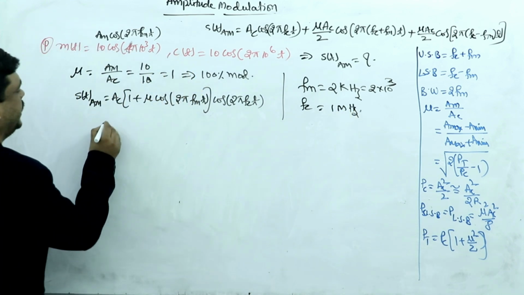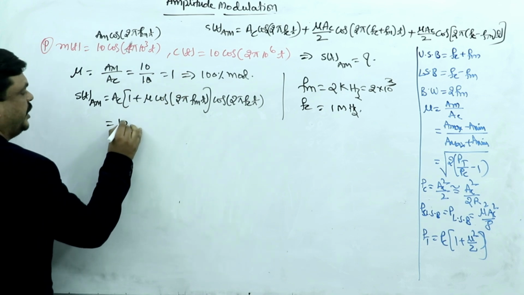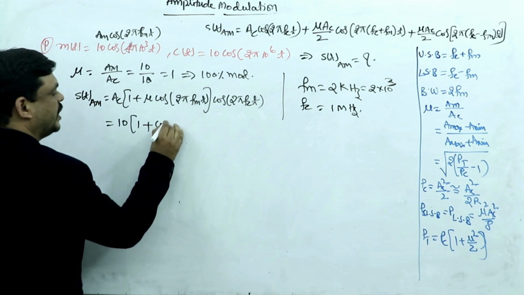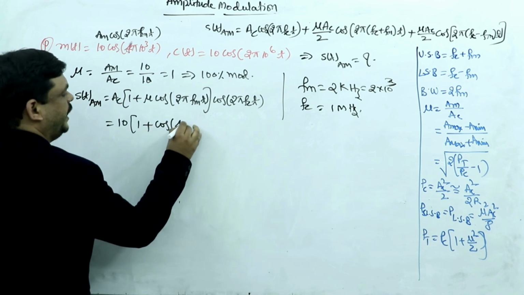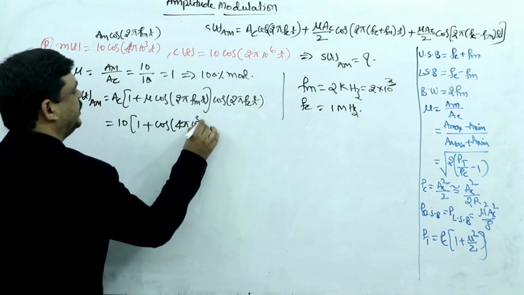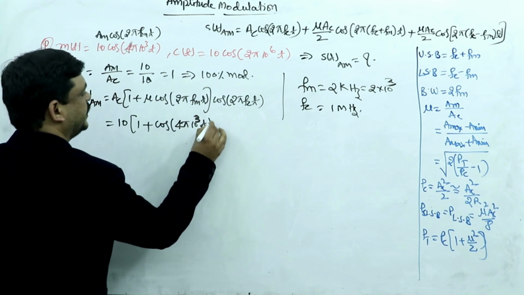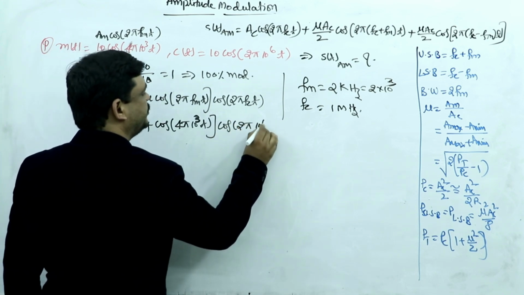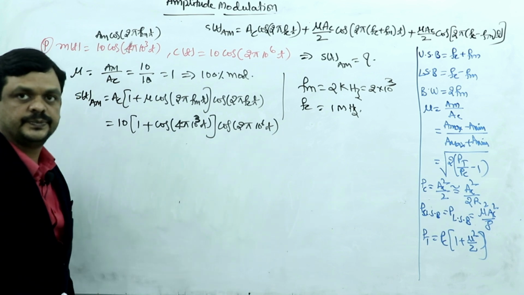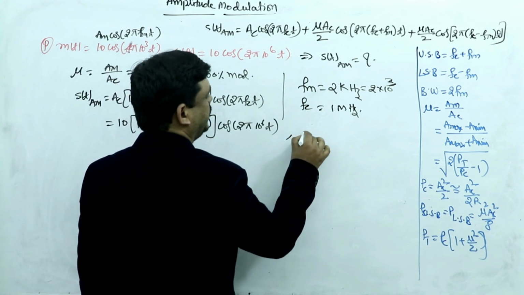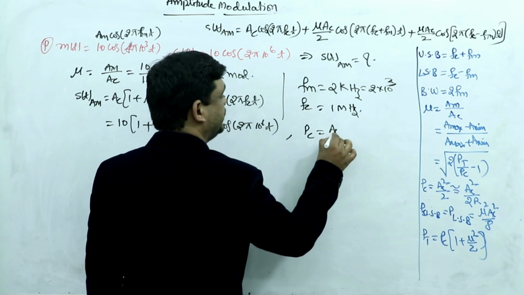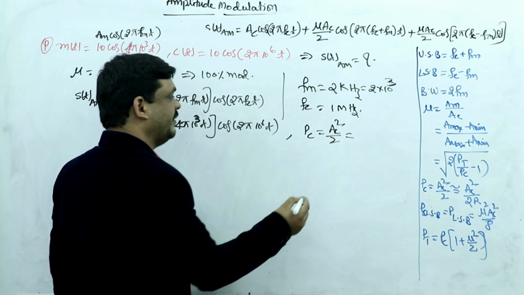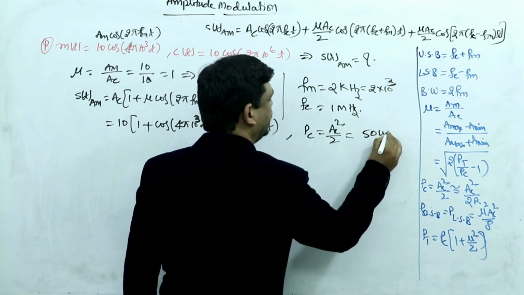Now write the AM modulated signal. Ac is 10 into 1 plus mu. Mu is how much here? 1 into cos of 4 pi into 10 to the power of 3t, right? Into cos of 2 pi into 10 to the power of 6 into t. Now from this, I want to write carrier power. Carrier power is Ac square by 2. Here Ac value is how much? 10 is there. So finally this gives 50 watts.